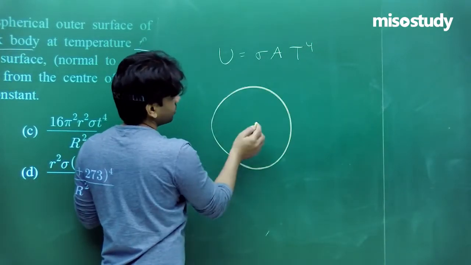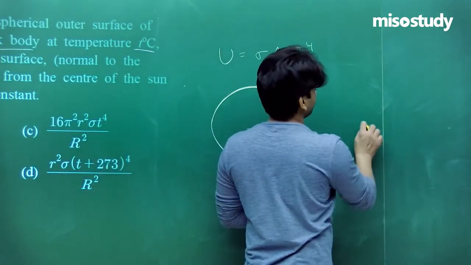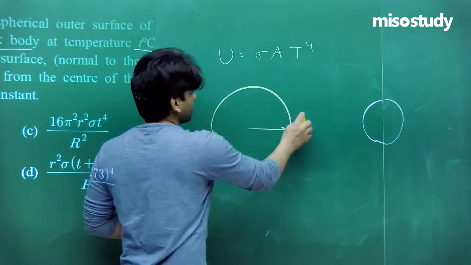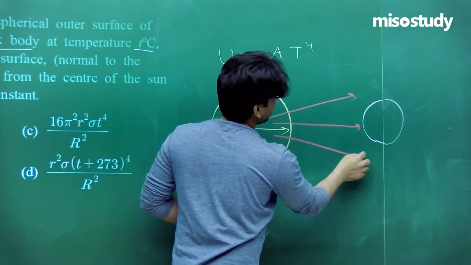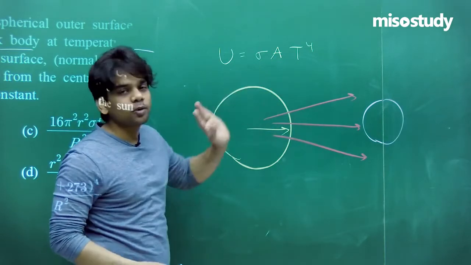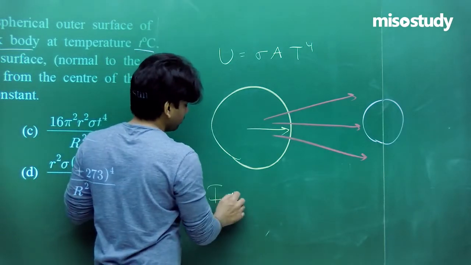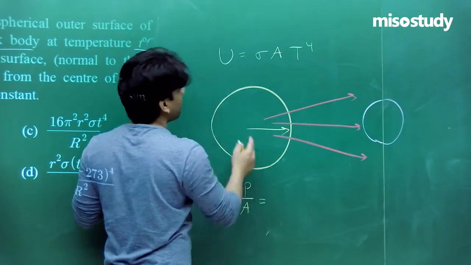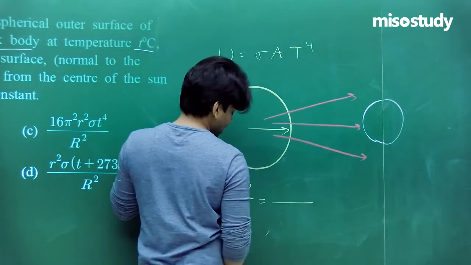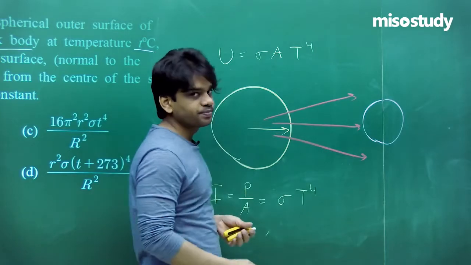Let's say this is the sun, its radius is given, and let's say this is the earth. It is receiving the radiations from the sun. Now, the power of emission is sigma A T to the power 4 as per black body radiation. The intensity of radiation will be power by area. Power is the rate of heat energy emission. If I do power by area, I'll get sigma T to the power 4. This is what I'm going to obtain.